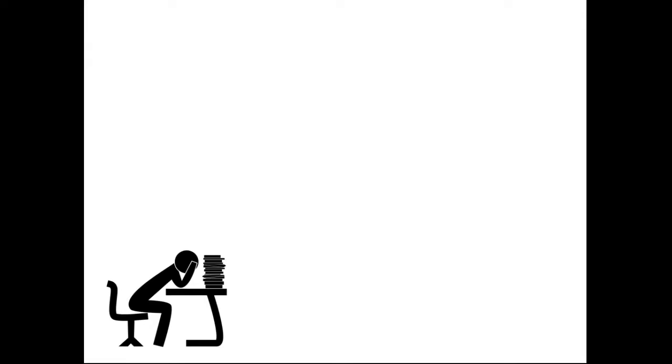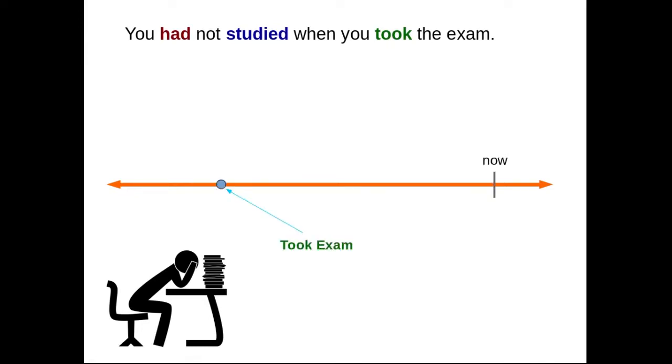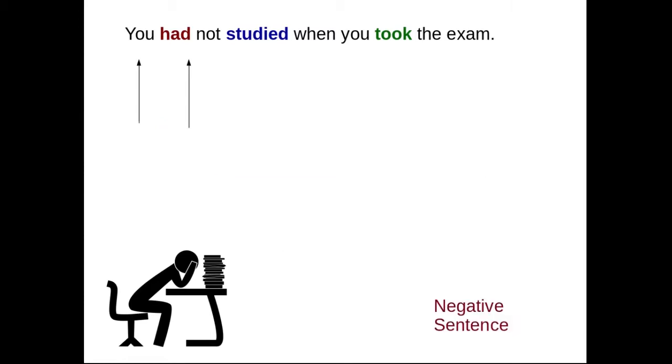Another example. You had not studied when you took the exam. This is our timeline. This is now. This is the moment when you took the exam. Before this moment, you had not studied. First, you did not study. Second, you took the exam. You had not studied when you took the exam. This is a negative sentence.